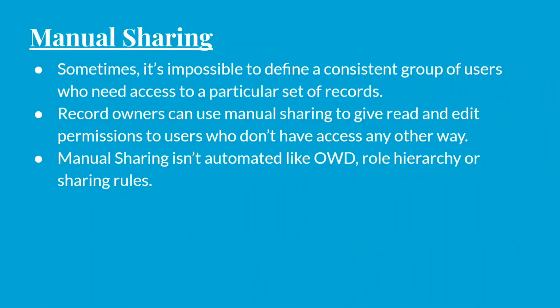Suppose one of the team members is going on leave for some time, and he wants to give his records to another user. He can manually share, saying, can you please look into this record while I'm on leave? In those kinds of scenarios, you can use the manual sharing option. Manual sharing is not automated like OWD, role hierarchy, or sharing rules. As the name suggests, it is a manual thing. The user has to go to the record, share that particular record with whichever user he wants, and give them read or write access accordingly.